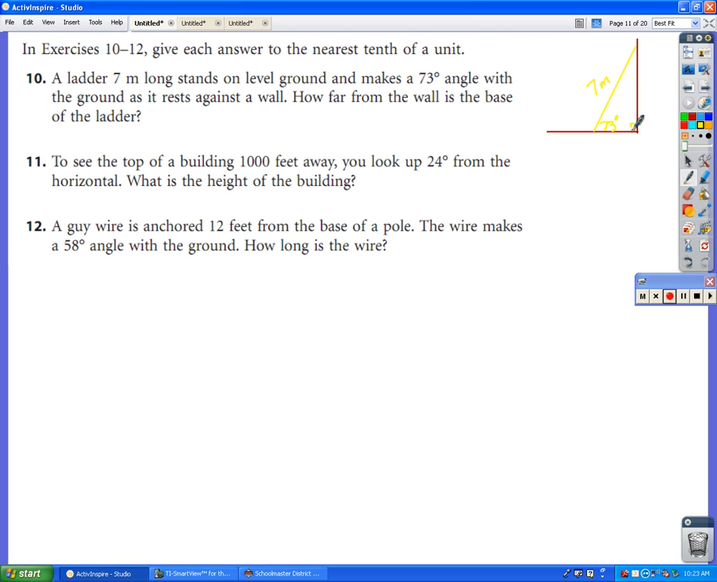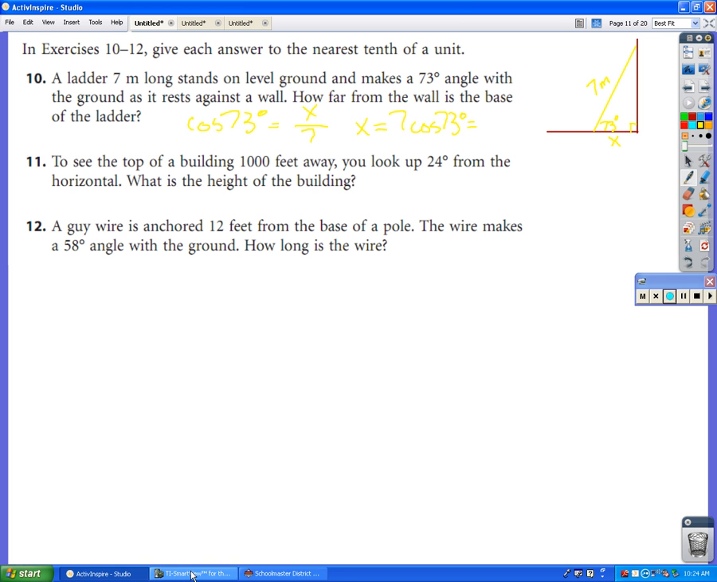And then we know, of course, that this is going to be a right angle. So the question is, how far from the wall is the base of the ladder? So I'm trying to find that distance right there. That is the adjacent side to that 73-degree angle. I know the hypotenuse of that little right triangle, and so I'm going to say that the cosine of 73 degrees equals the adjacent side, which is x, divided by the hypotenuse, which is 7, which means that the distance it is from the wall is 7 times the cosine of 73 degrees.